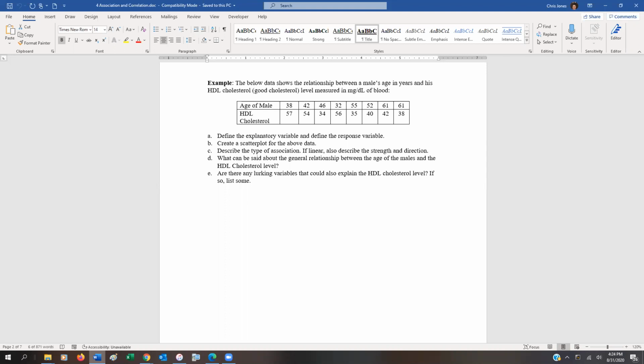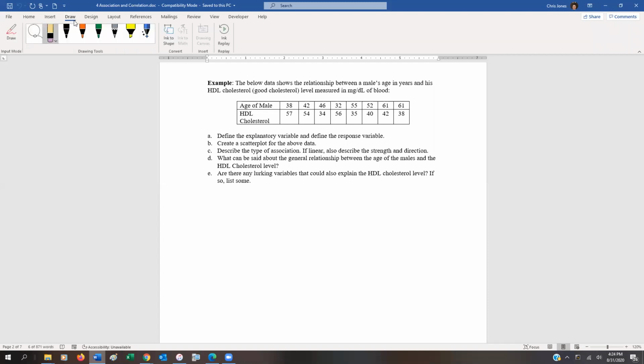So we have some data that shows a relationship between a male's age in years and his HDL cholesterol level, the good cholesterol. And it's measured in milligrams per deciliter of blood. So this is the age, and then we have the HDL cholesterol. So this is basically like a matched pair, all right? So this is the same subject, this is the same subject, etc.